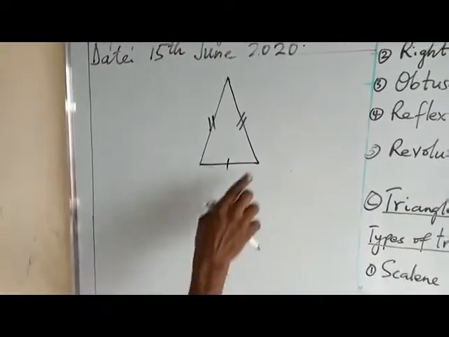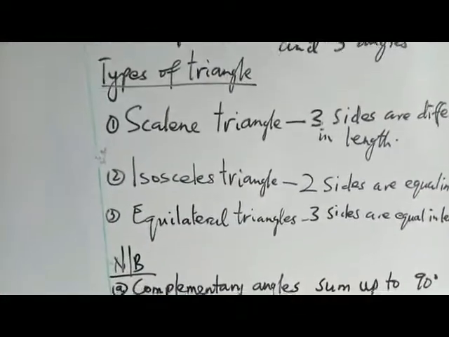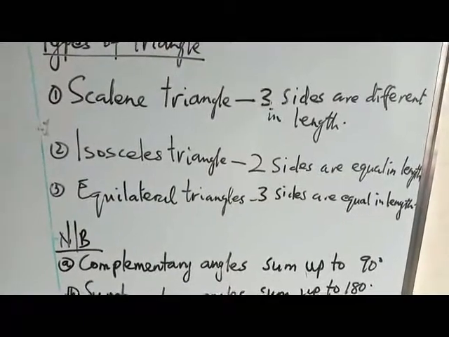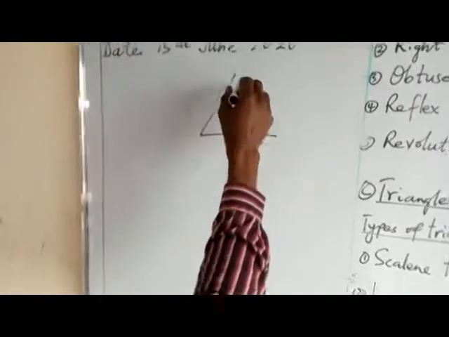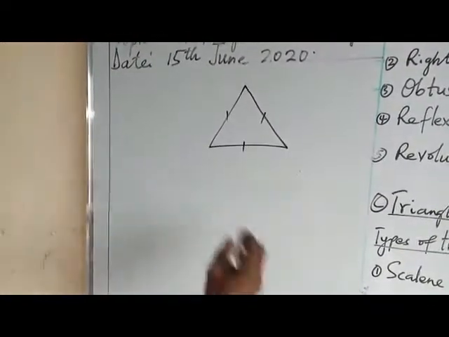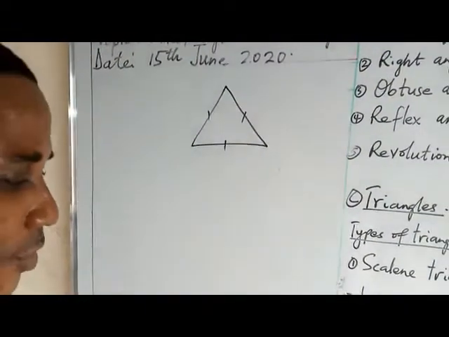The next type of triangle we want to look at is the equilateral triangle. We say that in an equilateral triangle, all the three sides are equal. The three sides are the same. So that is an example of an equilateral triangle.